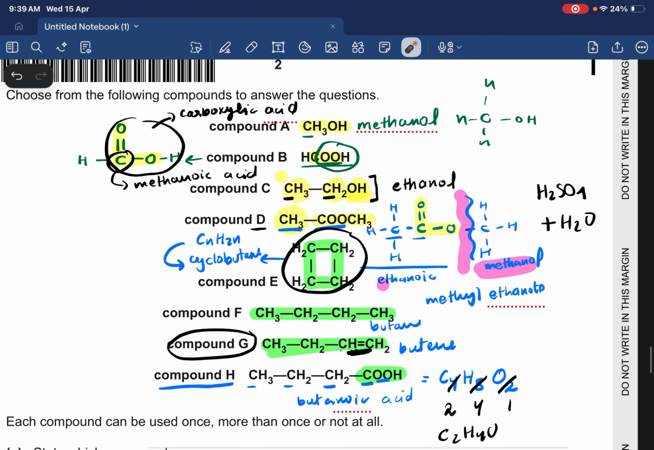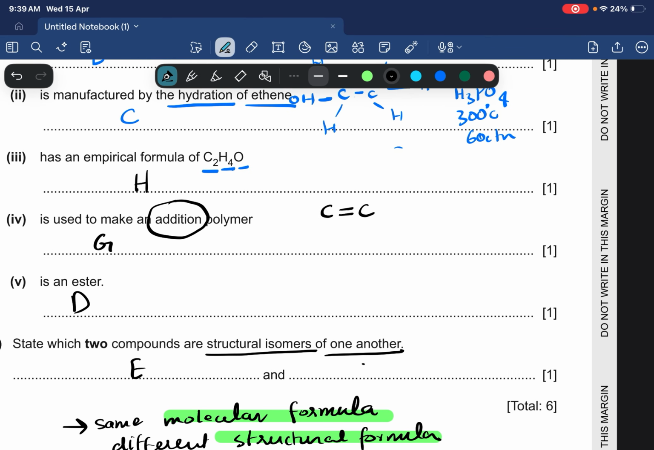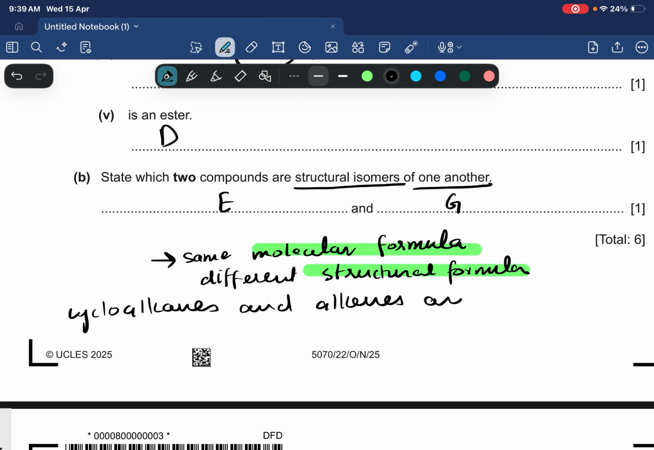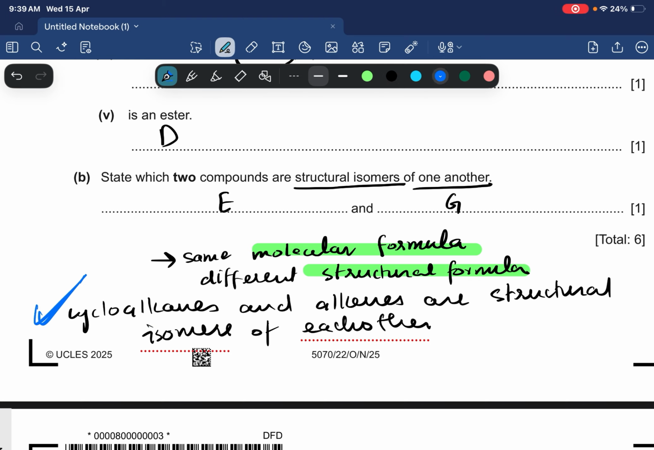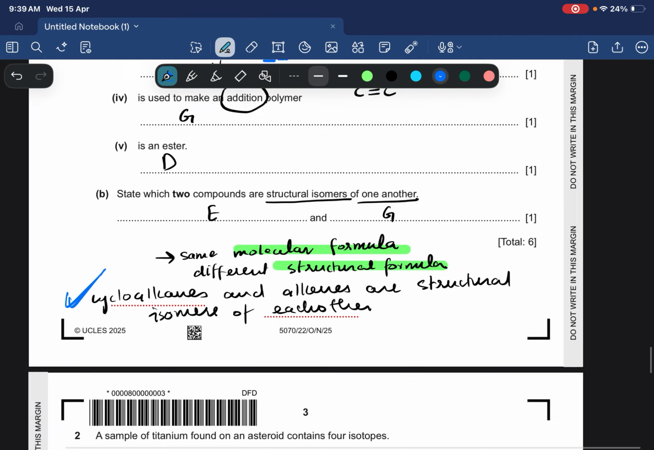So it's compound E and compound G. E and G. And just write a note over here that cycloalkanes and alkenes are structural isomers of each other. And remember this note, because I have seen examiners testing this a lot. They have the same general formula, they have the same molecular formula, but different structures.